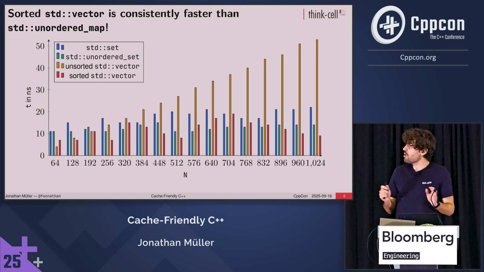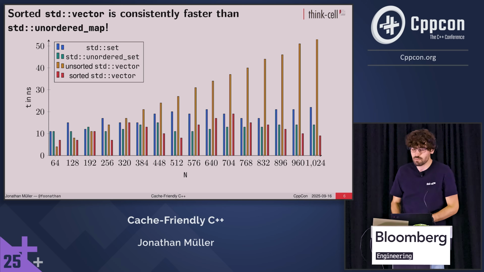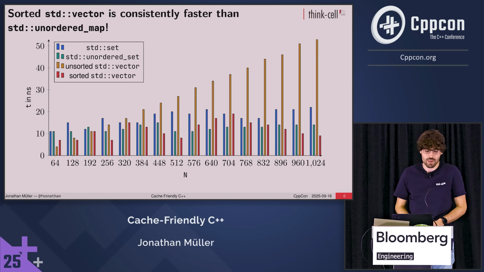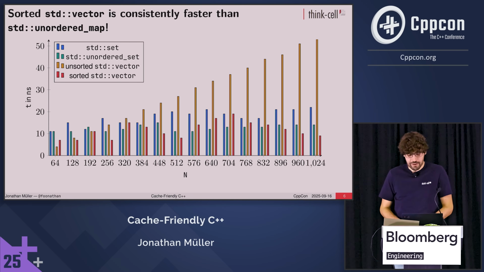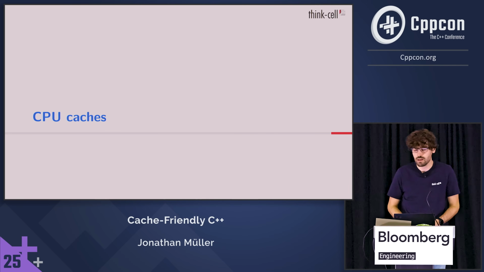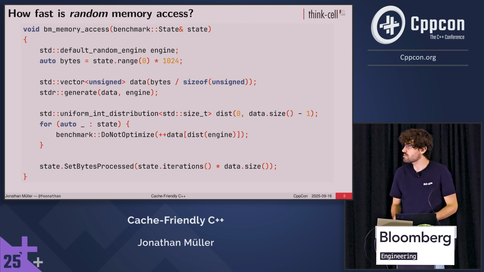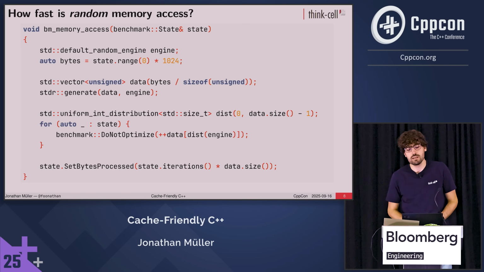And also the O(1) unordered set in green is consistently beaten by the sorted std::vector in red. So what exactly is going on there? Well, the answer lies in CPU caches. So what are CPU caches? To demonstrate, this is another benchmark.